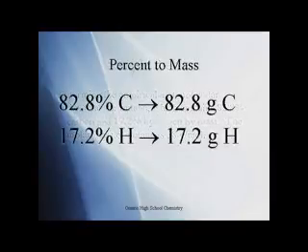So my first step is to take percent to mass. My 82.8% carbon becomes 82.8 grams of carbon. My 17.2% hydrogen becomes 17.2 grams of hydrogen.